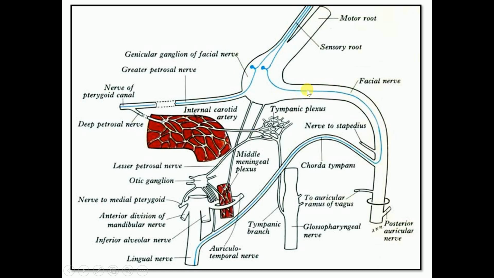Then this one is the labyrinthine part, tympanic part, and this one is the mastoid part. Then this one is the vertical course of the facial canal through which the facial nerve passes. Then it gives the nerve to stapedius, chorda tympani nerve, and the auricular ramus of the vagus nerve. Then after coming out from the stylomastoid foramen, it gives the posterior auricular nerve.